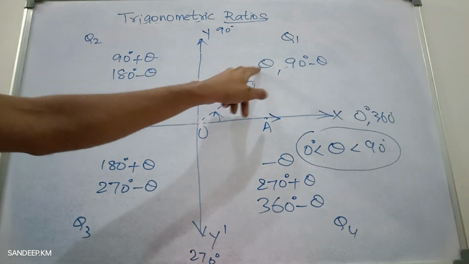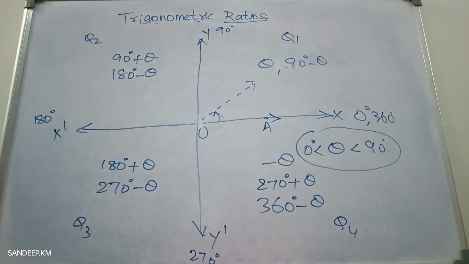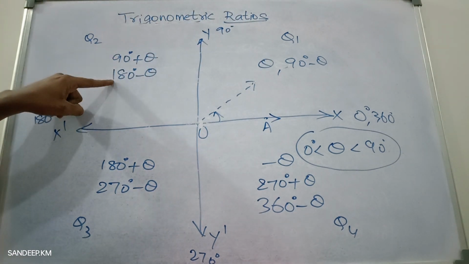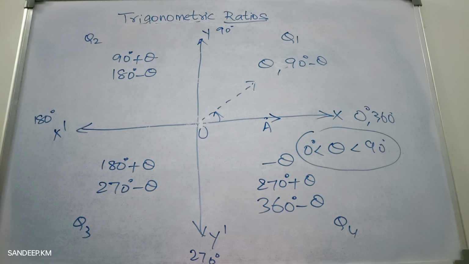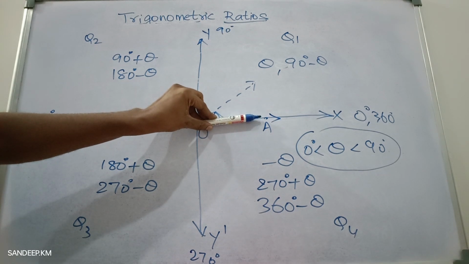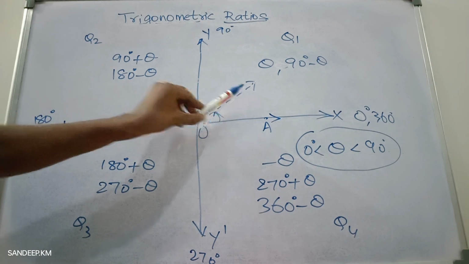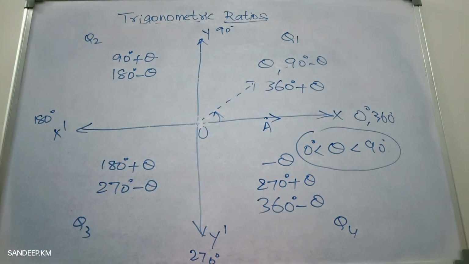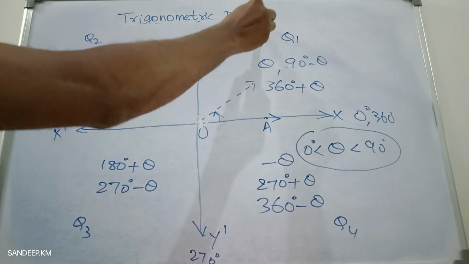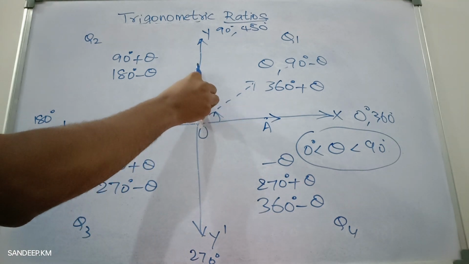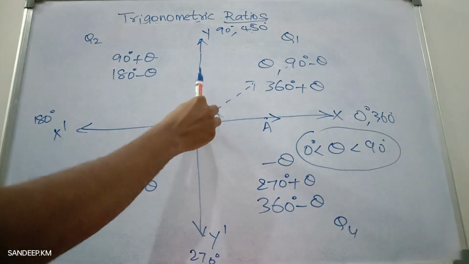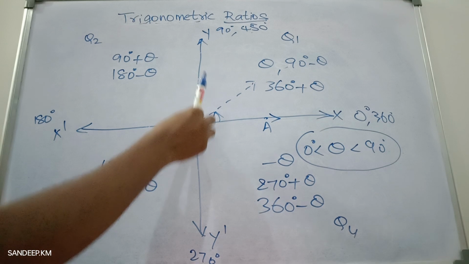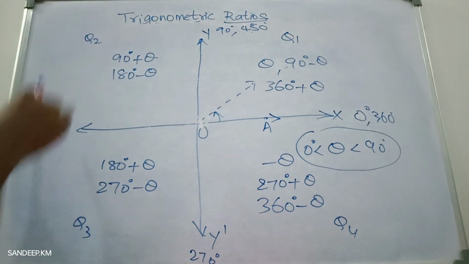So remember that theta and 90 minus theta are first quadrant angles. 90 plus theta and 180 minus theta are second quadrant angles. These two are third quadrant angles. These two are fourth quadrant angles. And assume that you are at 360 degrees. If you travel front, 360 plus theta. So 360 plus theta is again a first quadrant angle. Now this is after 360 degrees. If you add 90, you will get 450 degrees, right? 450 minus theta, first quadrant. 450 plus theta, second quadrant, and so on.